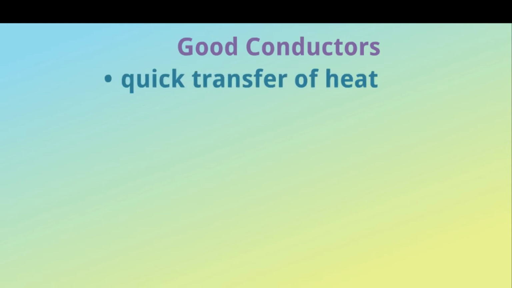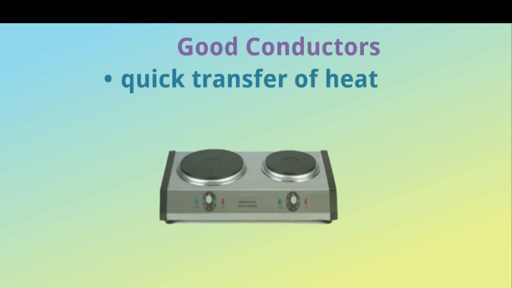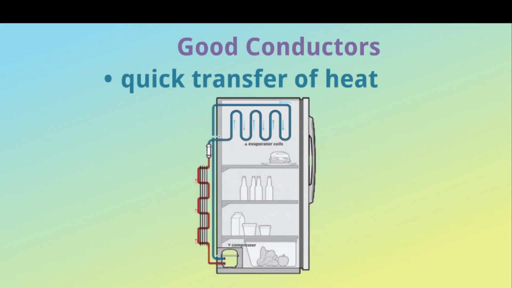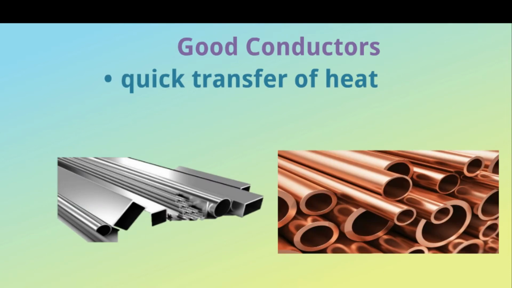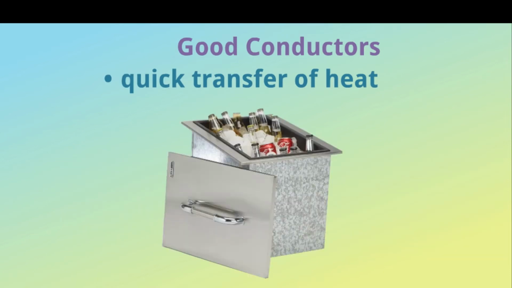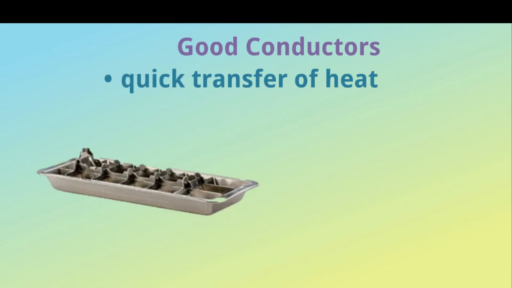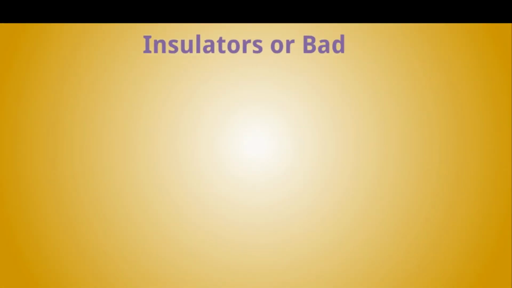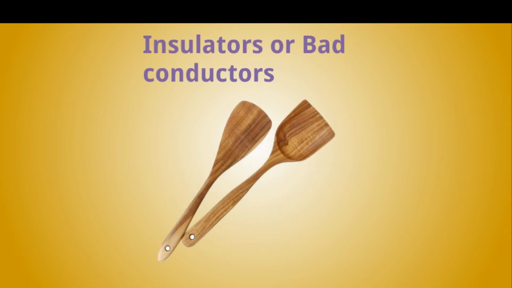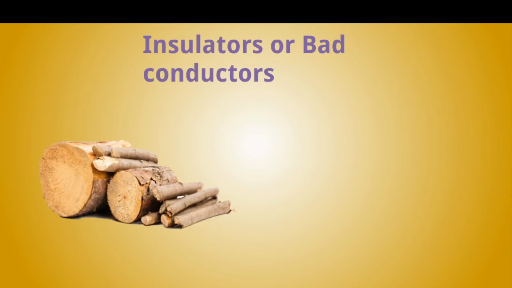Good conductors are used when quick transfer of heat is required through a body. Thus cookers, cooking plates, boilers, radiators and condensers of refrigerators, etc. are made of metals such as aluminum or copper. Similarly, metal boxes are used for making ice, ice cream, etc. Insulators or bad conductors are used in home utensils such as handles of saucepans, spoons, etc. They are made up of wood or plastic.